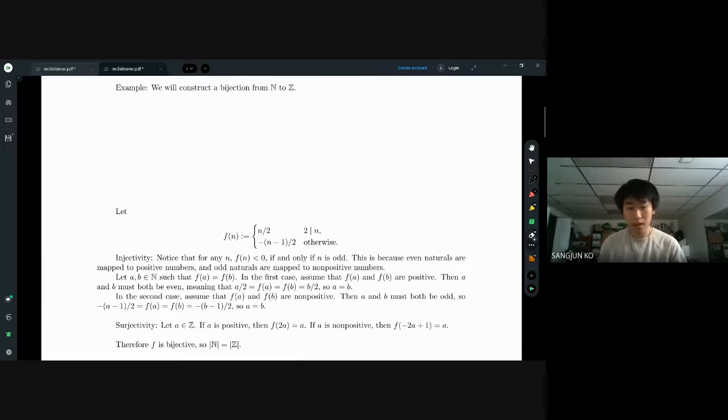you get a equals b. Okay. Now for surjectivity, if a is a positive integer, then twice that number will map to that integer, and if it is non-positive, then minus 2 times a plus 1 will map to a. And it's not hard to verify this. You just plug in this number and verify that it comes out to a. Okay, and that shows that this is bijective.